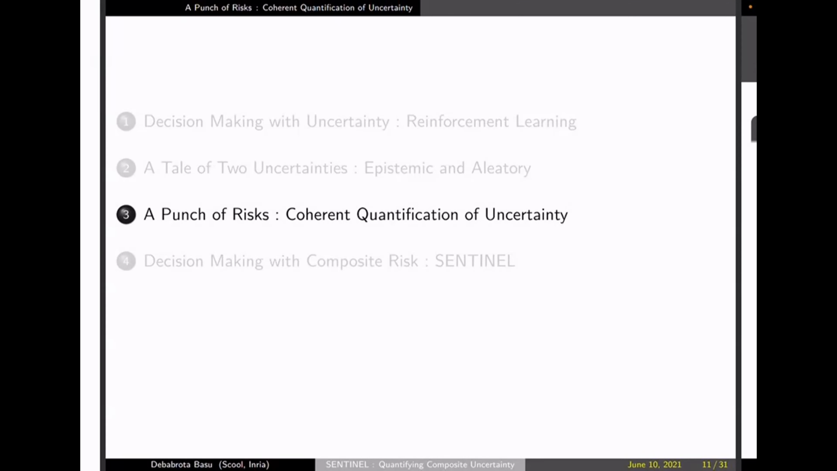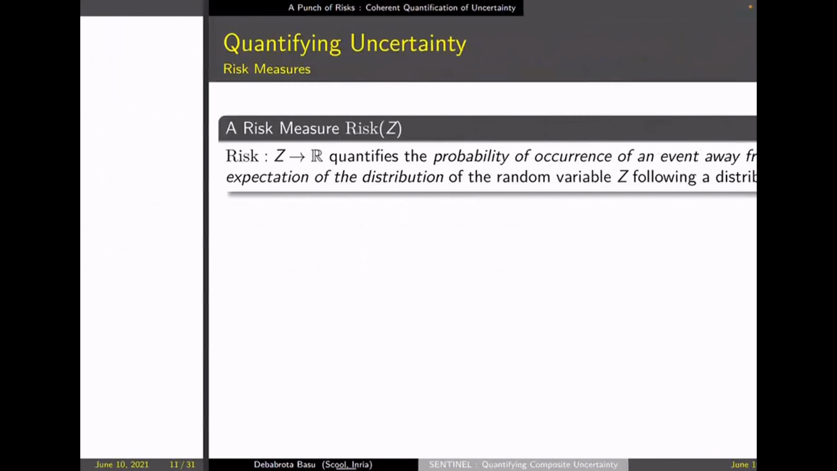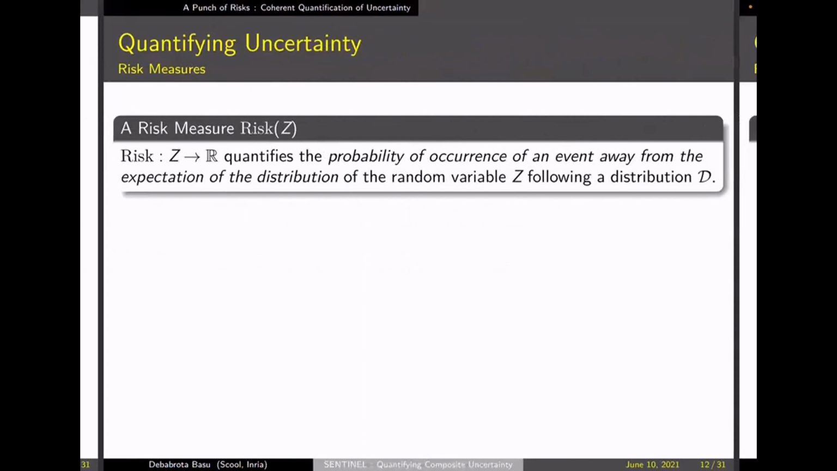The next part is how to quantify these uncertainties, and how to coherently quantify them. When we try to quantify the uncertainties, typically we talk about the risk measure. So what is a risk measure given a random variable z? A risk measure takes a random variable z coming from a certain distribution, say B, and maps it to a corresponding real value. And this risk quantifies the probability of occurrence of an event away from the expected value of the distribution.